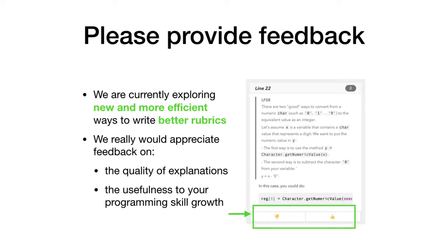So please provide feedback. You might notice I'm going to try to have really good explanations for this assignment, and I really would like your feedback on them. In particular, I'd like you to tell me whether the quality of the explanations is getting better, and also whether they're useful to your progress, whether they're useful for you to improve your coding ability. And you'll notice that there are these thumbs up and thumbs down buttons. They do not rate the grader, they just rate that particular comment, that explanation.